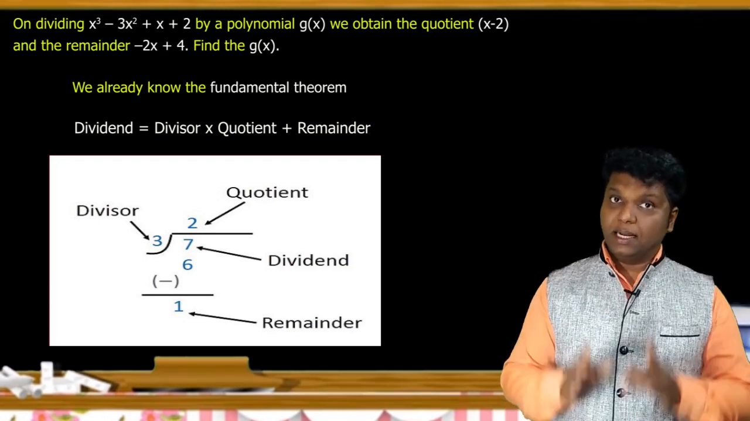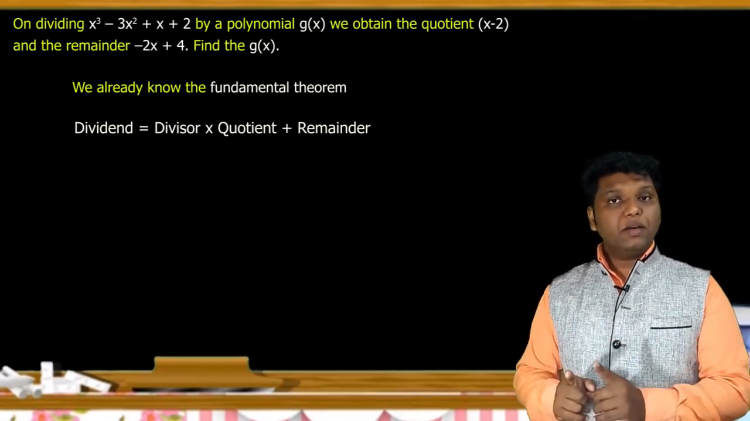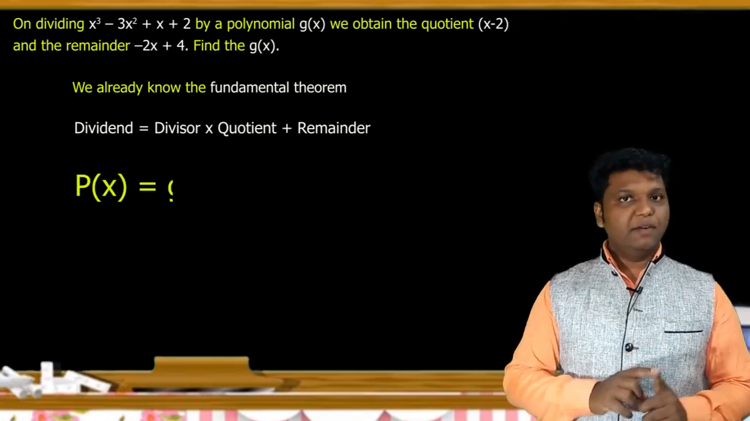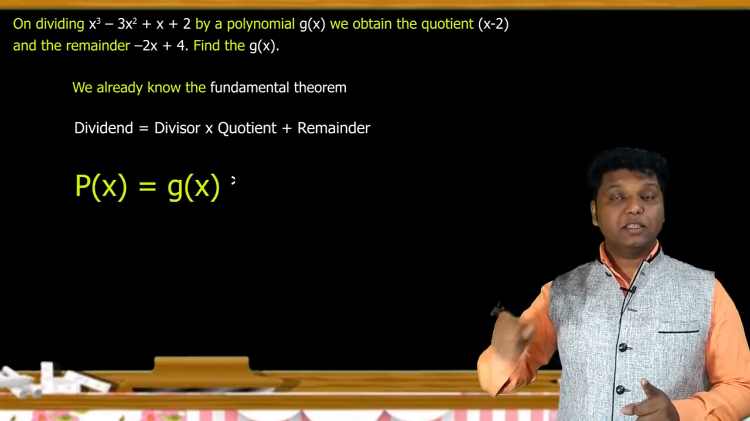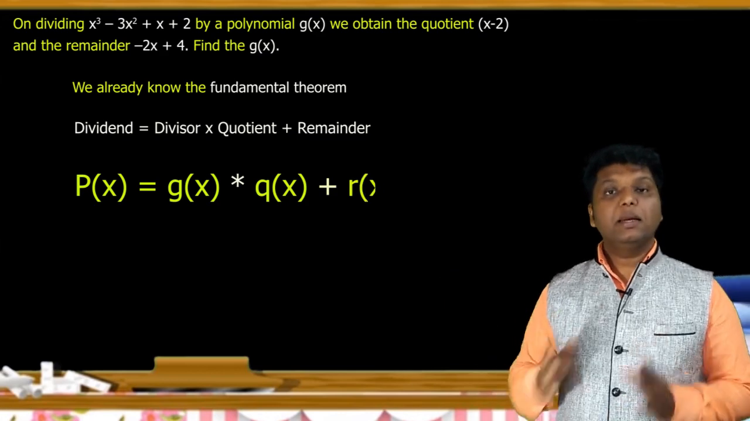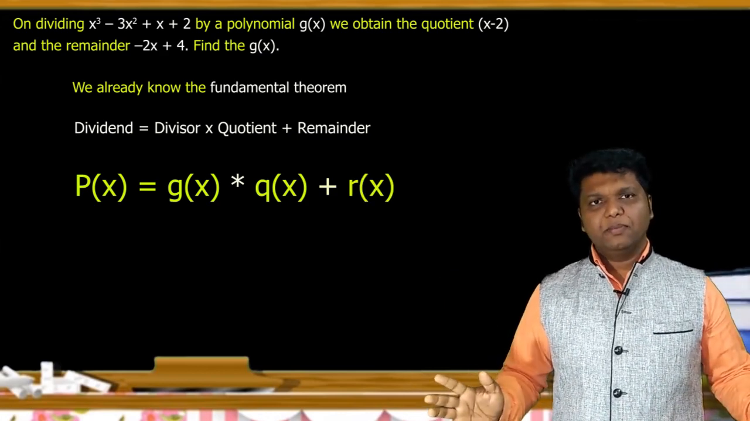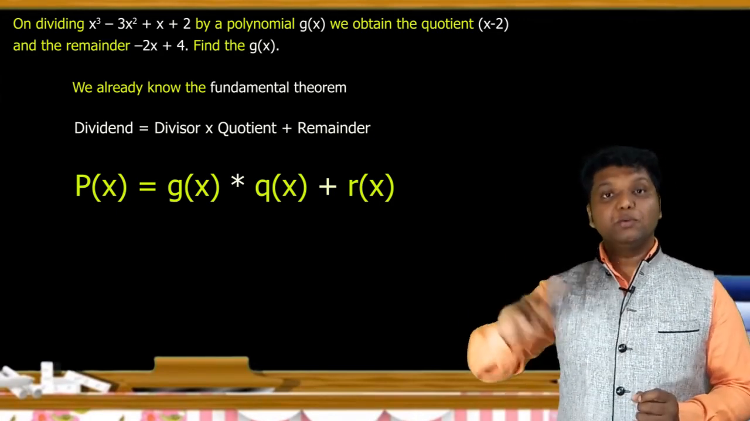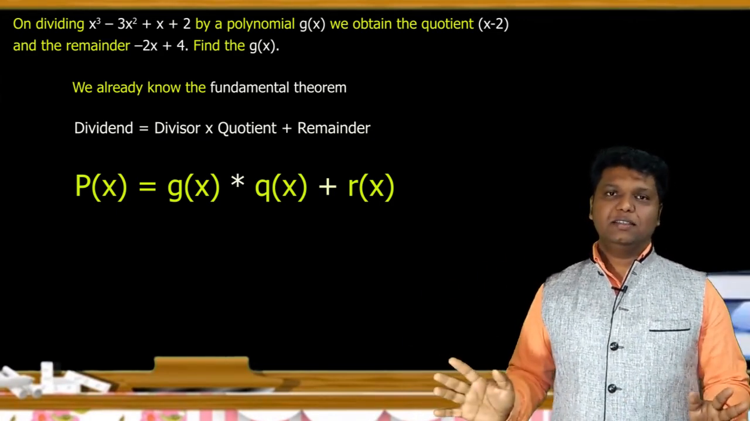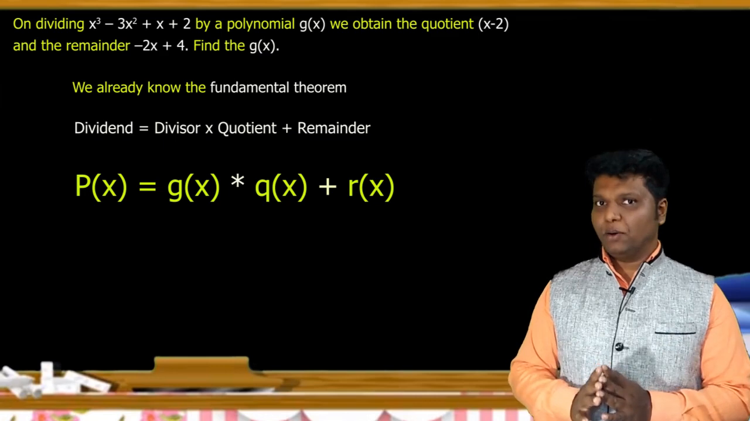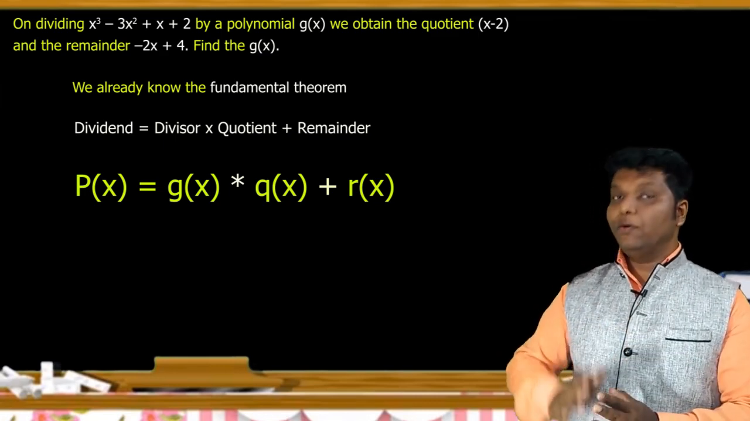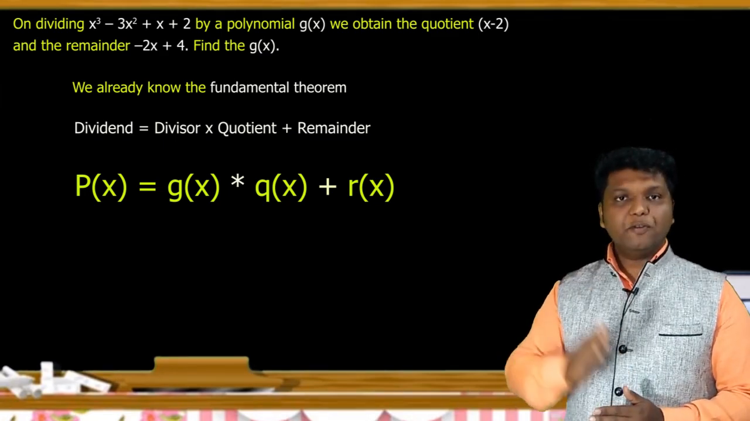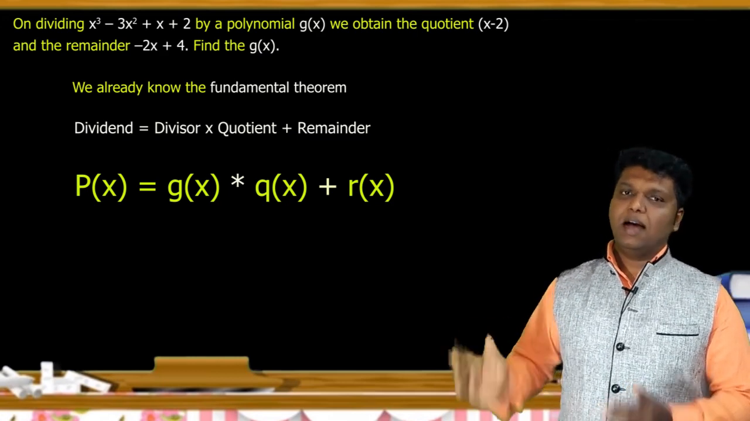We will say p of x is the dividend itself. So p of x is equal to g of x, that is the divisor here, into q of x, the quotient here, plus the remainder r of x. Same theory. Isn't it simple? P of x is equal to g of x into q of x plus r of x. So we will first state that one, okay? So we will state like this. We have p of x is equal to g of x into q of x plus r of x.